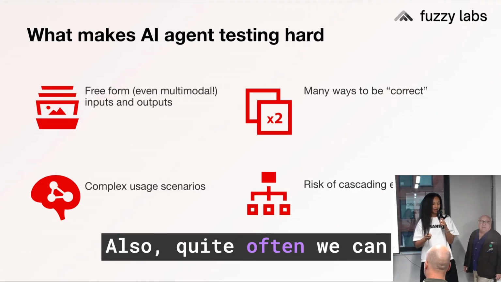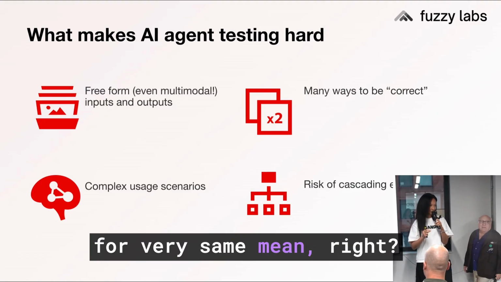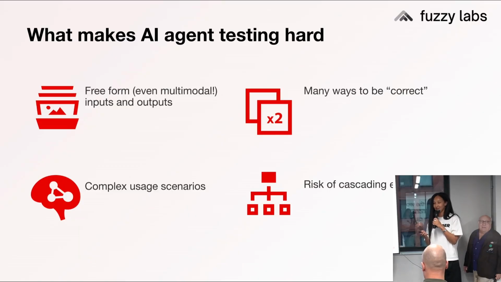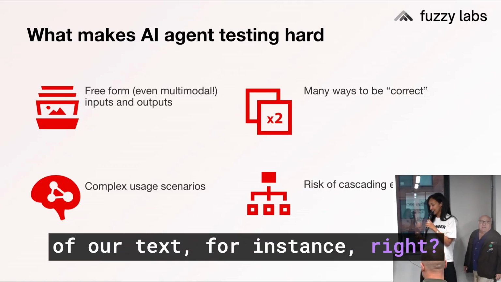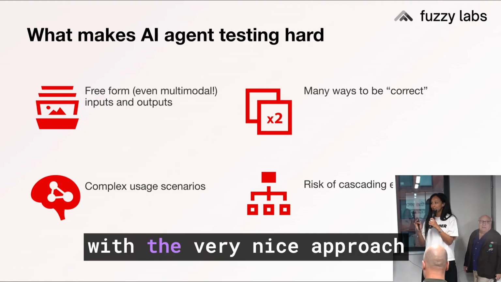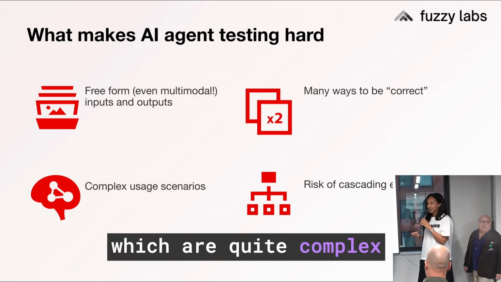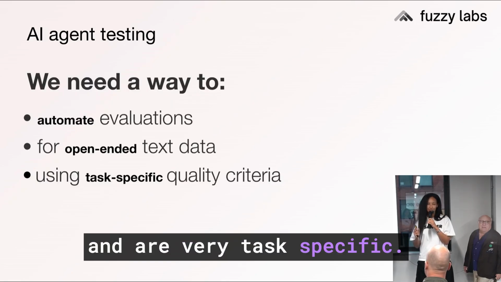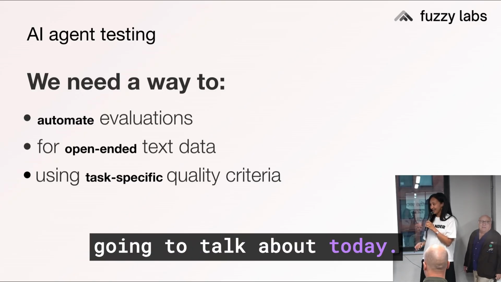Also, quite often, we can create very different wording for the very same meaning, right? And in this case, it's quite interesting how we compare the meanings of our text, for instance. So whenever we build an AI system, we need to come up with a very nice approach to have automated evaluations, which are quite complex and very task-specific, with very custom criteria. And that's what we are going to talk about today.